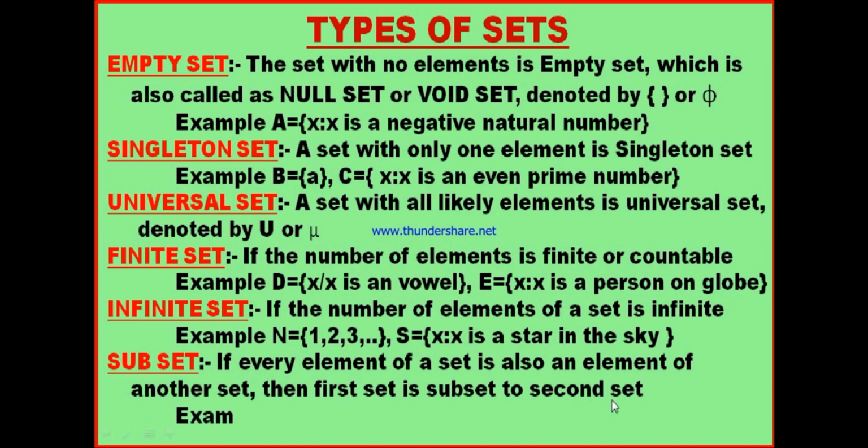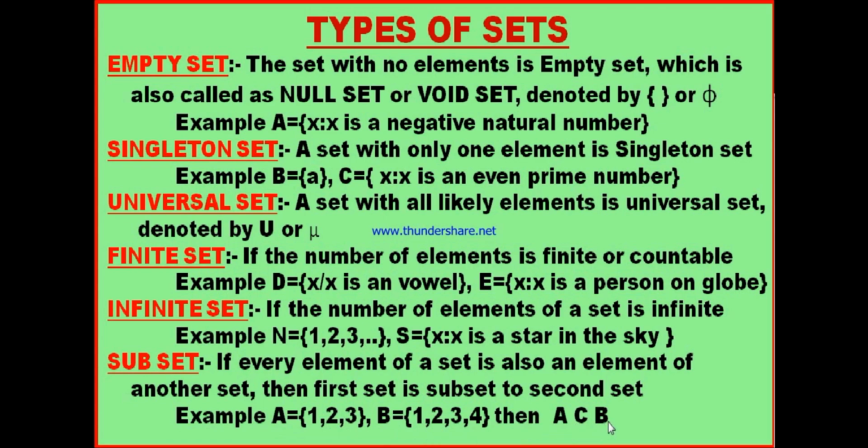I shall give an example. Here A is equal to the set {1, 2, 3} and B is equal to the set {1, 2, 3, 4}. Now you can observe every element of A is also an element of B. Every element, or all elements, of A are also elements of B. In such a case, you can say that set A is a subset of B. Here, A is a subset of B.